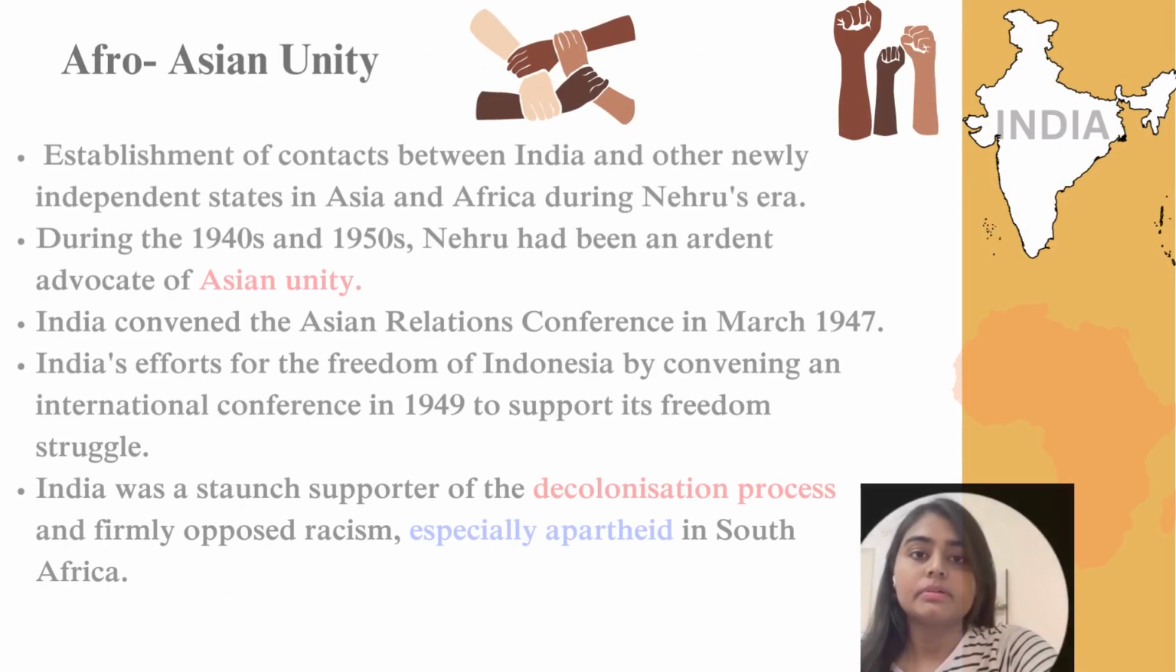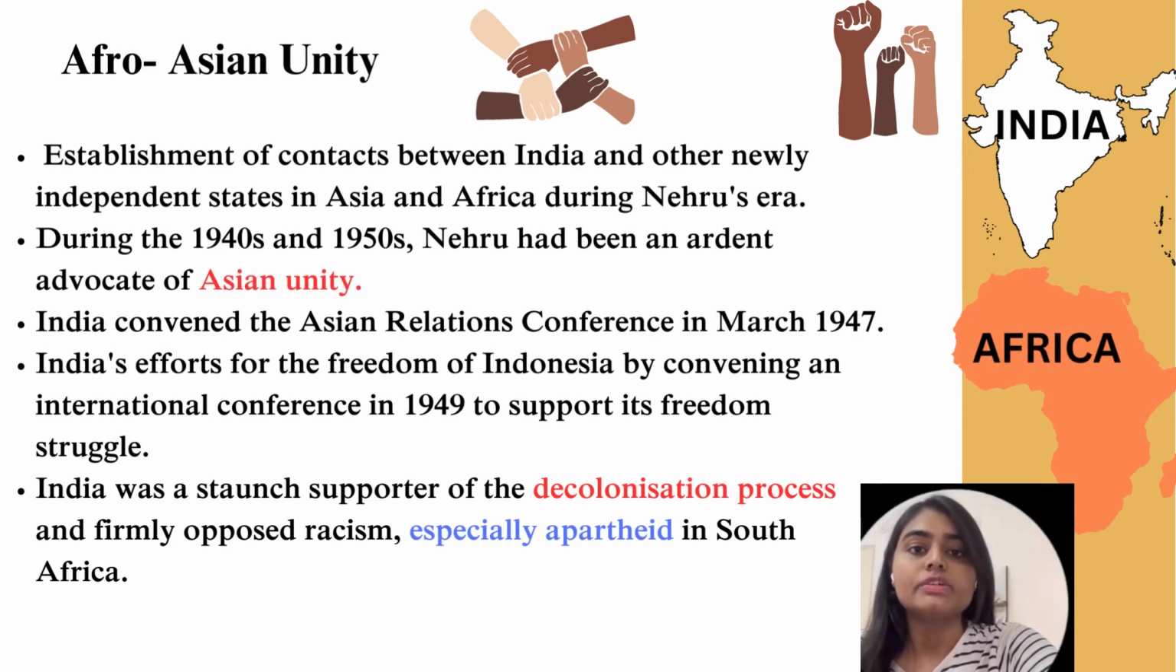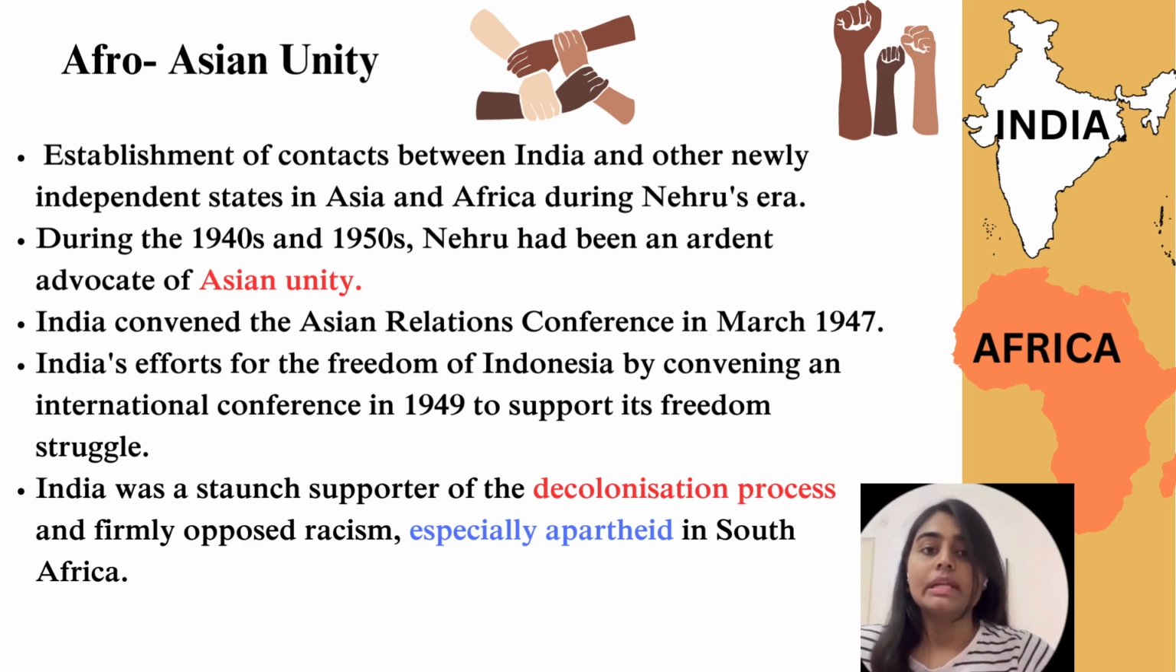Now the next part of the chapter is about the growing Afro-Asian unity. Africa is very big in size and location, and India is also very big in size and location, and has good power potential. Nehru imagined a major role for India in world affairs, especially in Asian affairs.